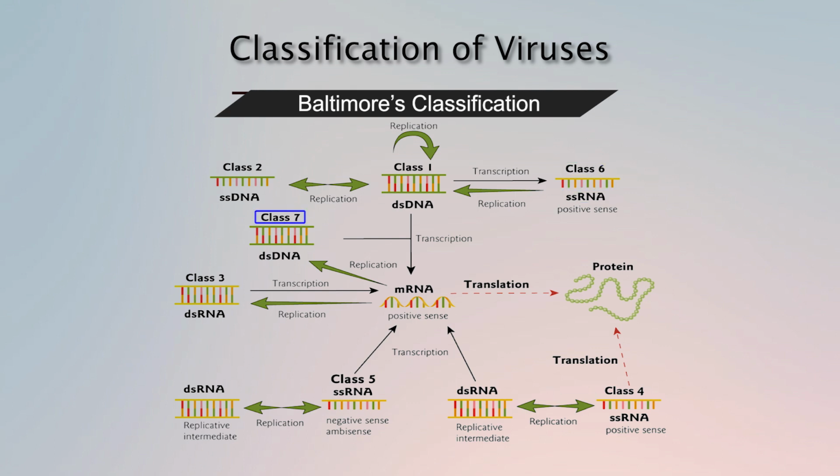Now the last class, class 7, comprises double-stranded DNA. So how does it differ from class 1 virus? That also comprises double-stranded DNA. Now here there is a unique feature, that is, this double-stranded DNA is replicated through a single-stranded RNA intermediate, and it includes hepadnaviruses. So this explains in totality the 7 classes of viruses as explained by Baltimore.